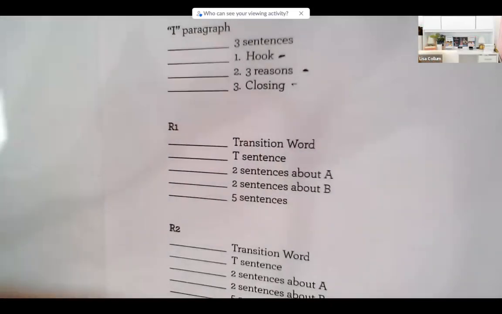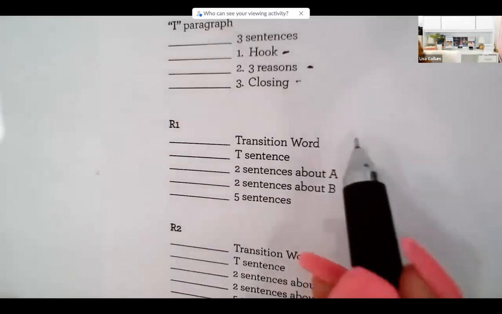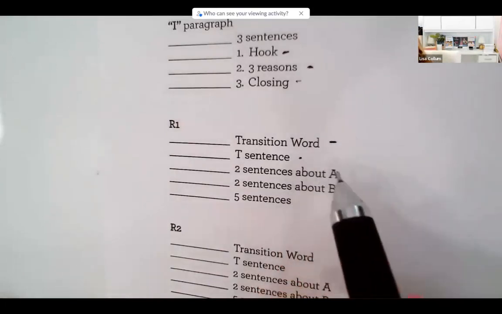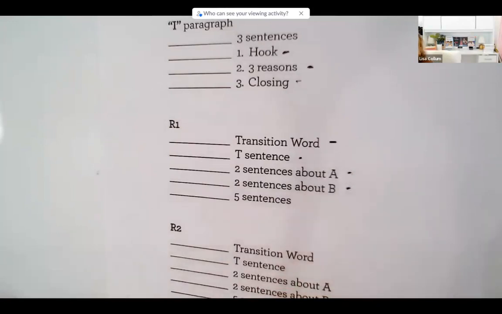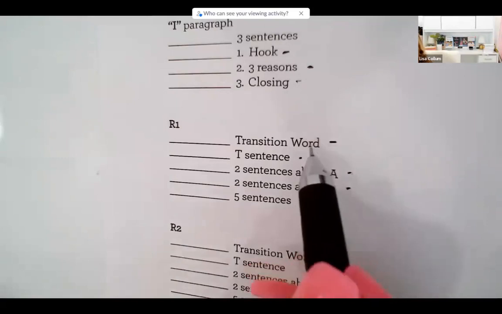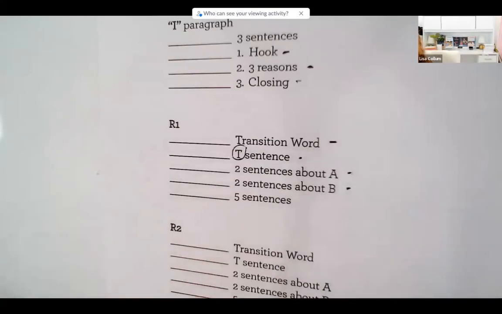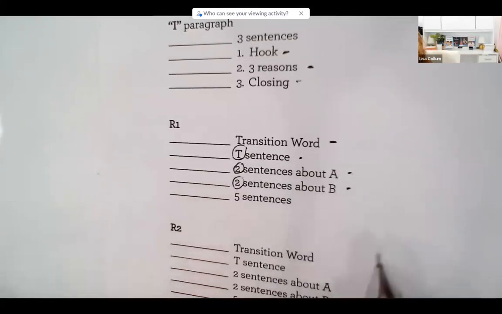Now for R1, we always start with a transition word. Then we have our topic sentence. We write 2 sentences about our A and 2 sentences about our B. All together, we should have 5 sentences because if you have your T sentence, that's 1, plus 2 sentences about A plus 2 sentences about B, that equals 5 sentences total.